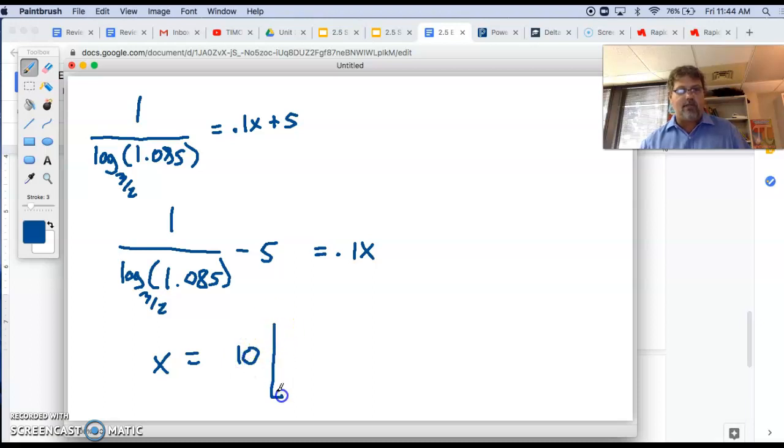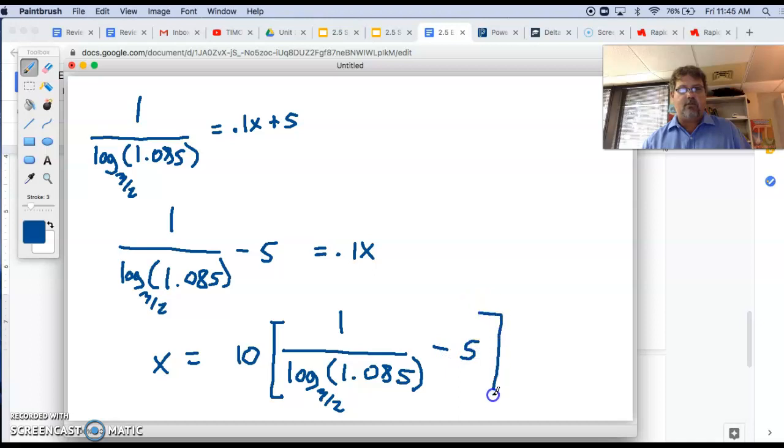times, I'm going to use a bracket here because that's kind of a big mess there, 1 divided by log base 3/2 of 1.085, close it, minus 5, and that is an exact answer. All right, we haven't messed with anything. That's a perfectly exact answer, and we should check it.